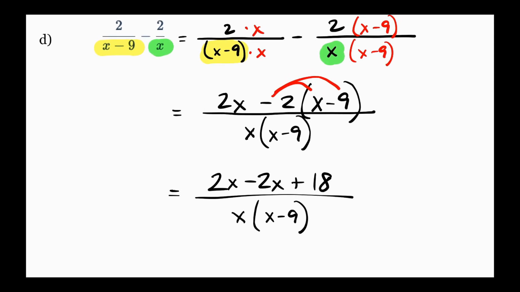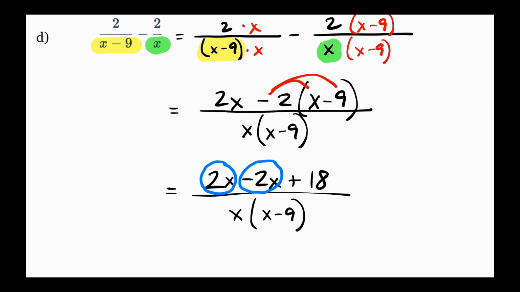Combine like terms. What happens when I combine like terms? What do I get when I combine like terms there? Cancels out, yeah, 0, nothing there. All I'm left with is an 18, positive 18.